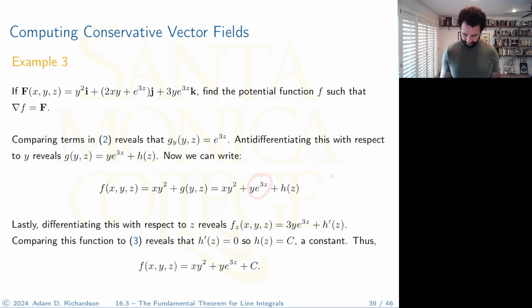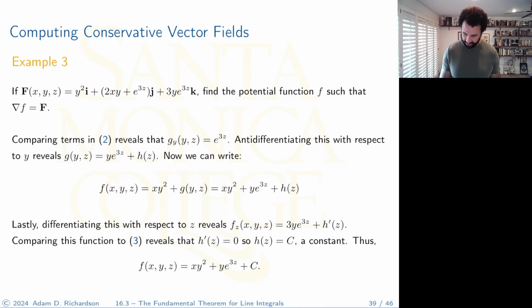All right, now we're going to continue the process. Now we're going to differentiate this with respect to z. And when we do that, we get that the partial of f with respect to z is equal to this. Now we're going to compare to equation 3. And when we compare to equation 3, we're going to see that h prime of z has to be 0. And so that means h of z has to be equal to a constant.